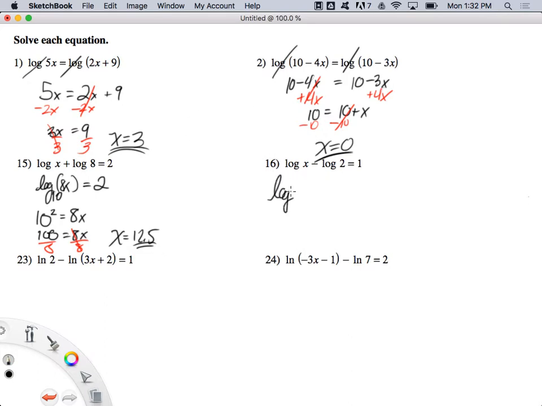All right, number 16. What do I do when I'm subtracting two logarithms? Divide. Good. Log of x over 2 equals 1. What's the base? 10. So this becomes 10 to the 1 equals x over 2. 10 to the 1 is just 10, so 10 equals x over 2. I multiply both sides by 2, and I get x equals 20.